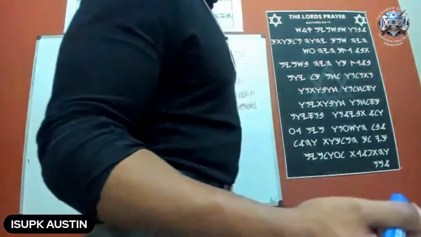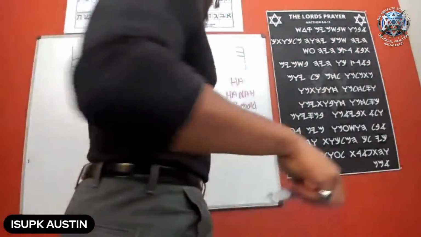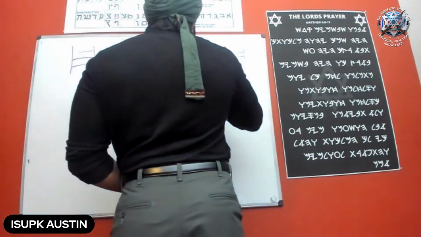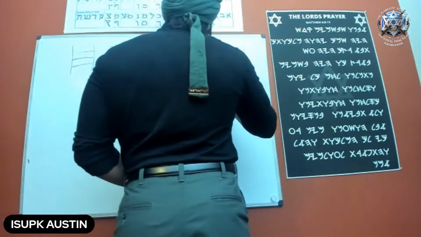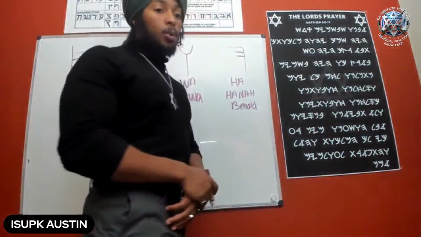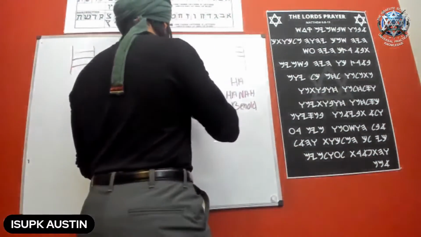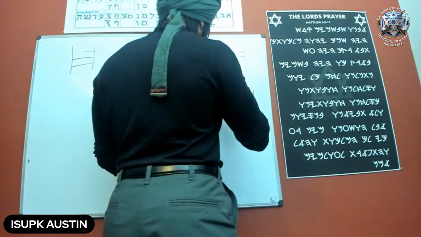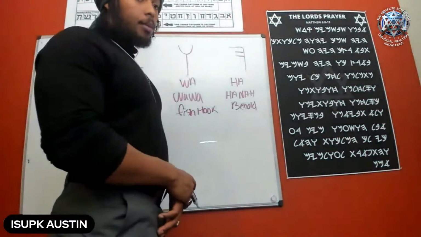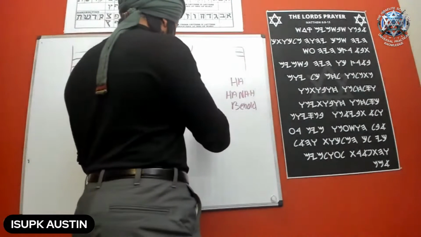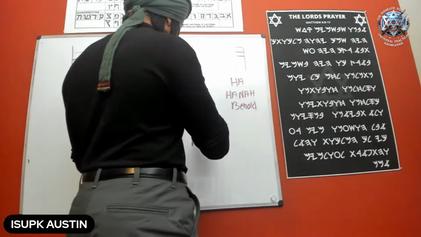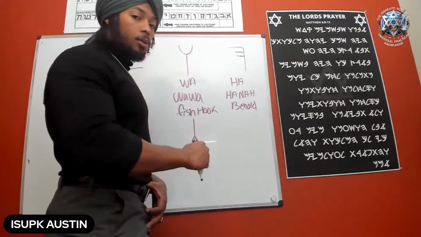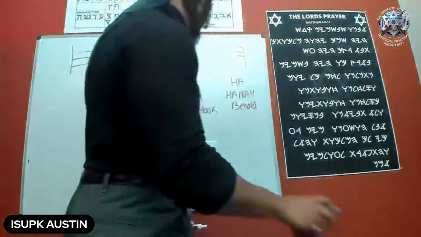Now, what else we have? We have Vav, which comes from what? Vav. What did he say Vav for? Vav was what? A fish hook. Right? A fish hook. You see, like if I come right here, boom. Fish hook. All right.